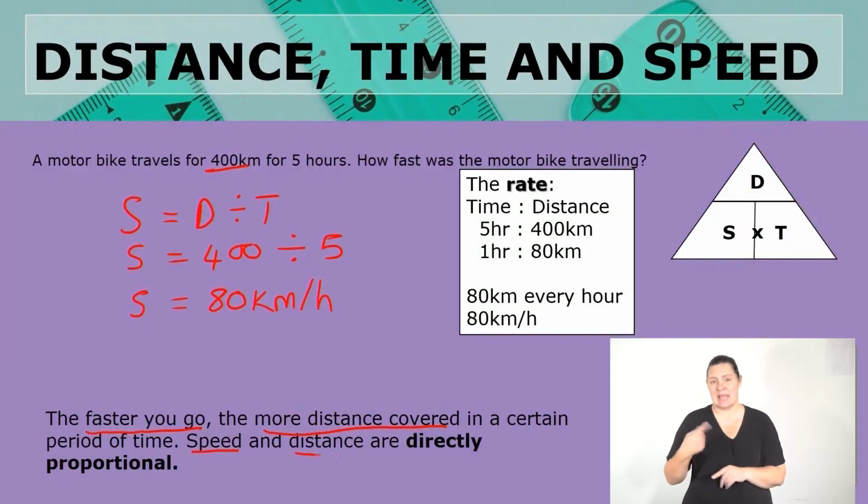What does this mean? It means that speed and distance are directly proportional. Directly proportional means when the one quantity increases, the other quantity also increases.